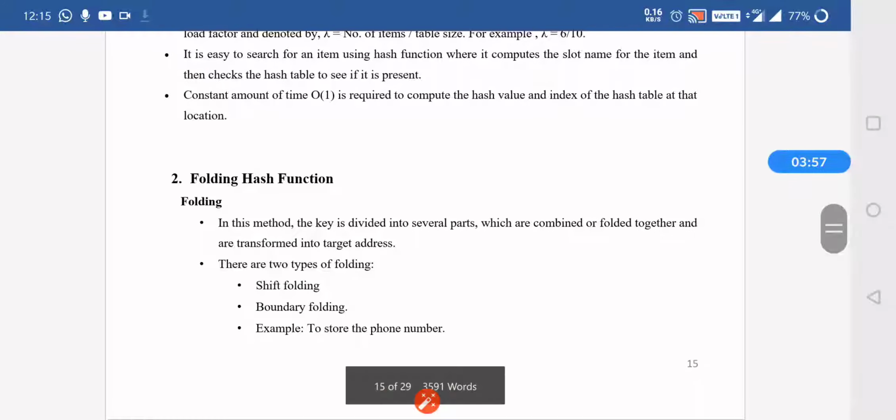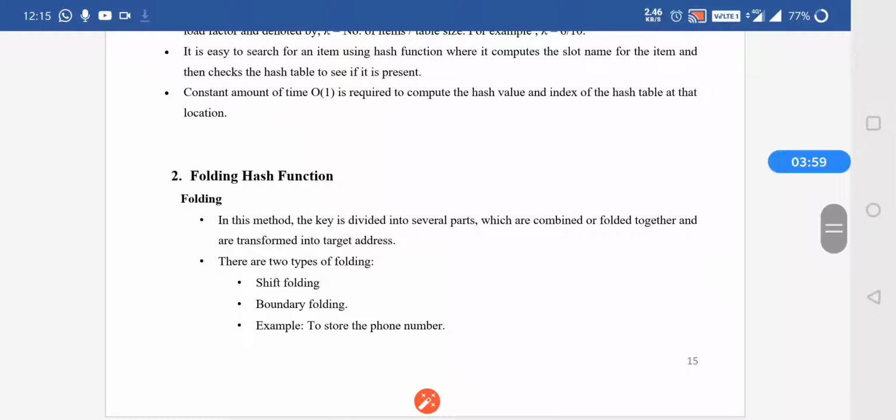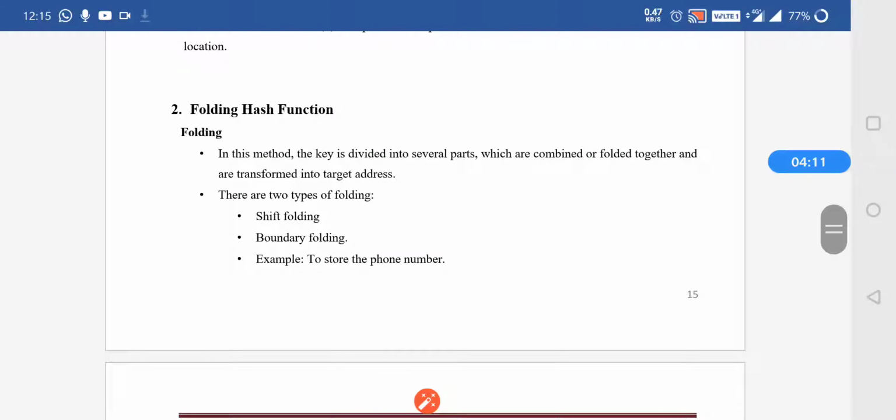Our next method is the folding hash function. In this, the key is divided into several parts, and after dividing they are combined together, and that combining is called folding, and then they are transferred into the target address.